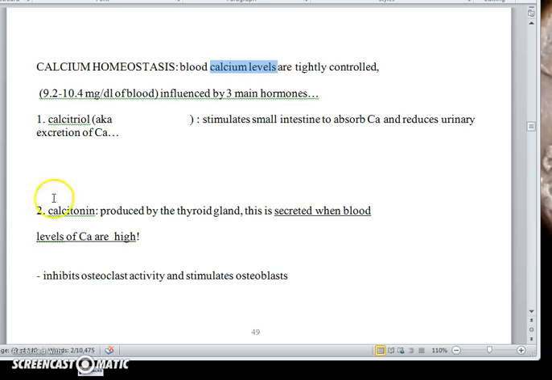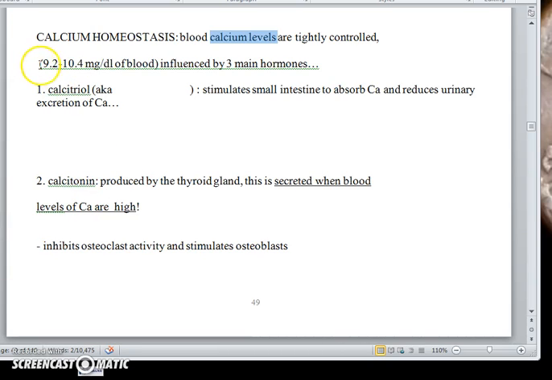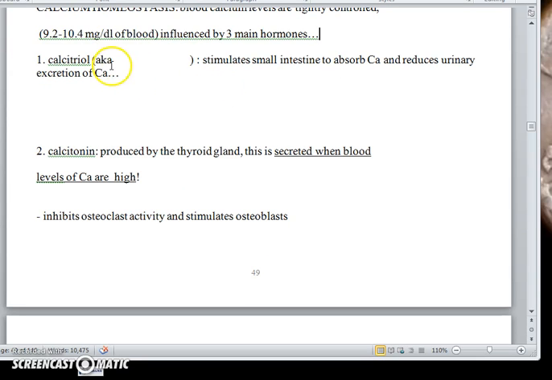We've got a couple of different hormones that are going to do that. You guys don't have to worry about this value. I just put it on there so that you know your normal blood calcium is 9.2 to 10.4 mg/dL, milligrams per deciliter. It's a tight range, and your body's got to keep it in that pretty tight range. You start to get some pretty serious problems if you get outside of that. So anyway, here are some of the hormones that help regulate it.